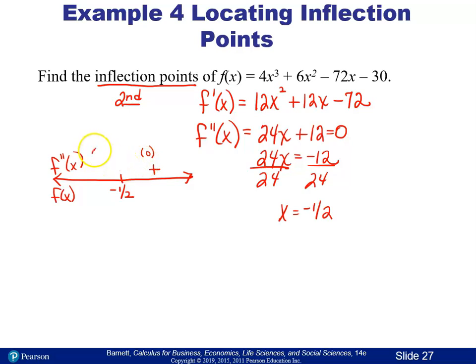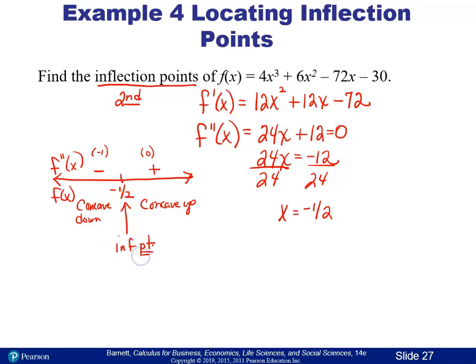If I put in, say, negative 1, because that's less than negative 1/2, that would be 24 times negative 1 plus 12, which is going to give me a negative. So we have this part being concave down and this part being concave up. Since we do in fact have a sign change here, that means this is an inflection point.